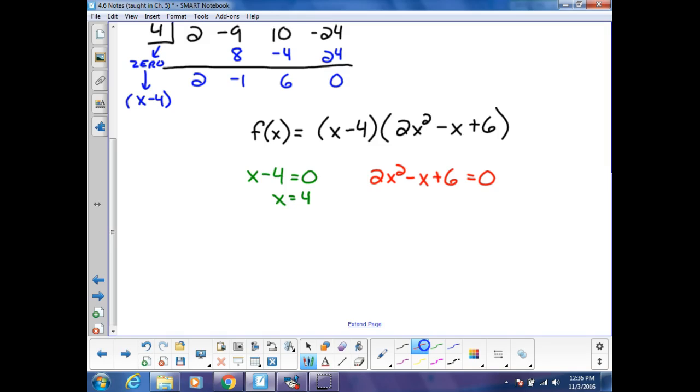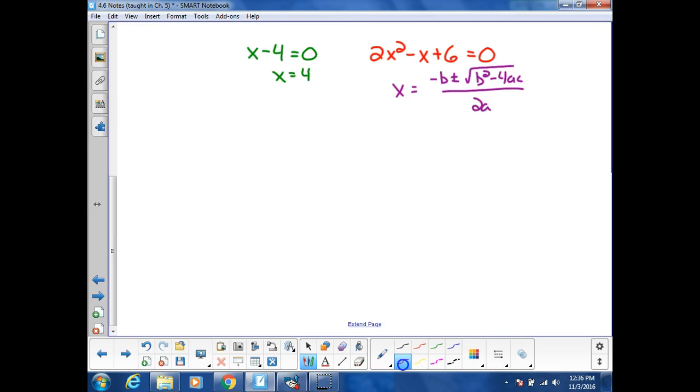That's the one we found. 2x squared minus x plus 6 equals 0. So if it doesn't factor, what do we have to use? The quadratic formula is what we have to use. So we go back to x equals opposite of b plus or minus the square root of b squared minus 4ac all over 2a. Okay? So that's going to be positive 1 plus or minus the square root of negative 1 squared minus 4 times 2 times 6 all over 2 times 2. So that is going to be 1 plus or minus the square root of 1 minus 48 all over 4.